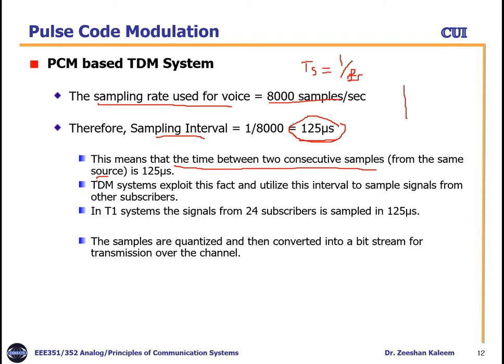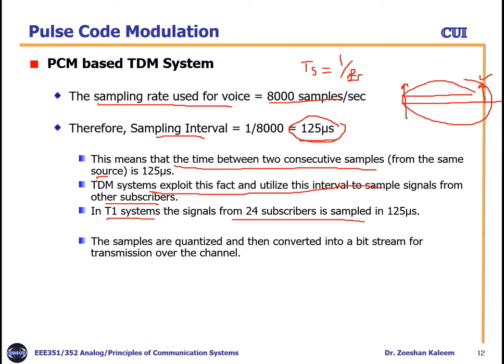For example, this is my data, and I am transmitting here. After 125 microseconds, I have another data. This part is free. Here we can transmit other source data in this part, right? Because my next sample will be after 125 microseconds. So the TDM system exploits this fact and utilizes this interval to sample signals from other subscribers. In the T1 system, the signals from 24 subscribers are sampled in 125 microseconds. So within this gap, we can transmit 24 other subscribers as well.